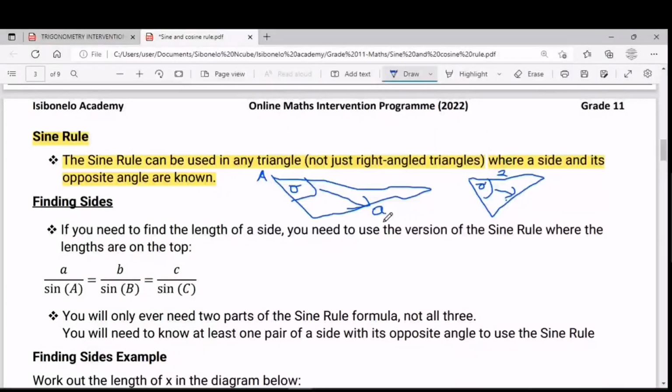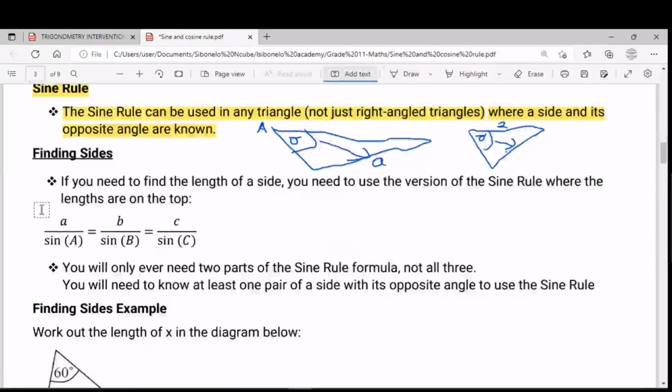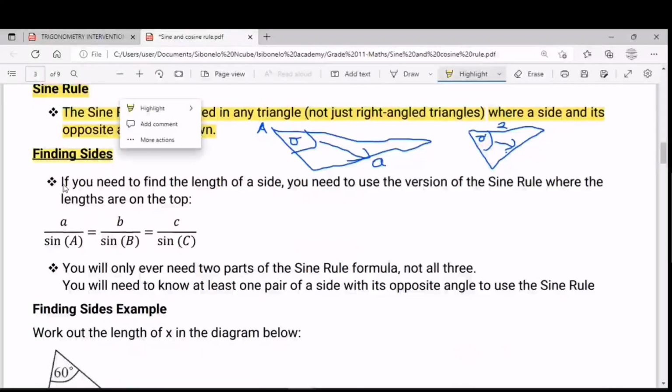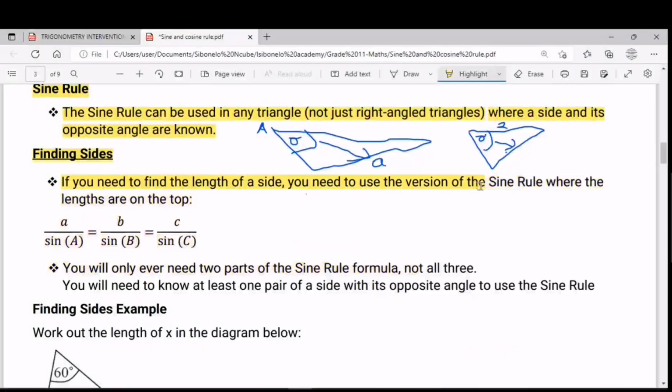So the first thing we must know is that opposite the angle you must have a given side. Now, how do we find the sides of our triangle using the sine rule? So finding the sides. If you need to find the length of a side, you need to use a version of the sine rule where the lengths are on the top of the formula.